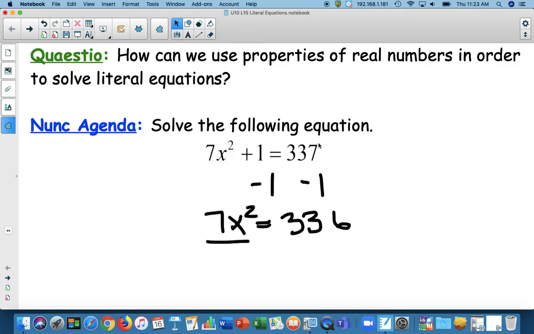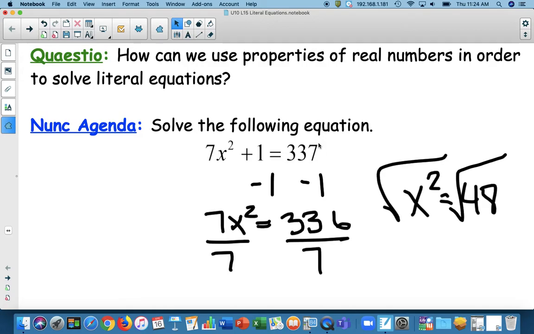Okay, so like I said, our next part now is that we're going to divide both sides by 7, all right? So divide both sides by 7. That gives me x squared equals 48. All right, and now we want x by itself. Remember what you always do to get x by itself? Square root both sides. So we get x is equal to the square root of 48.